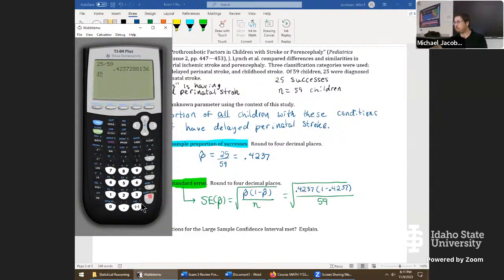Then it's going to be 0.4237. Insert a parenthesis and 1 minus that same value. We close the parenthesis there, then immediately hit division by the 59. And we should all be getting this value next. I've got 0.0643. Is that looking all right to folks at the moment?